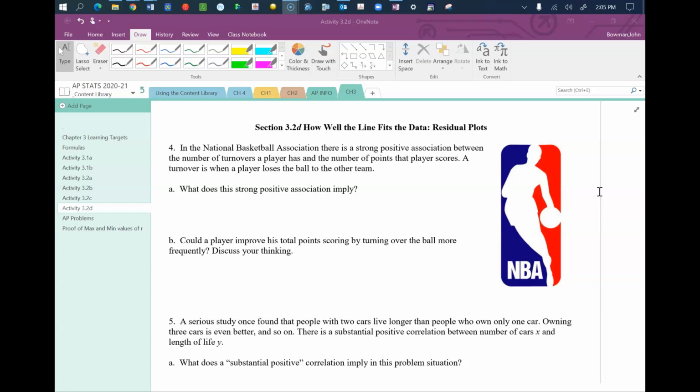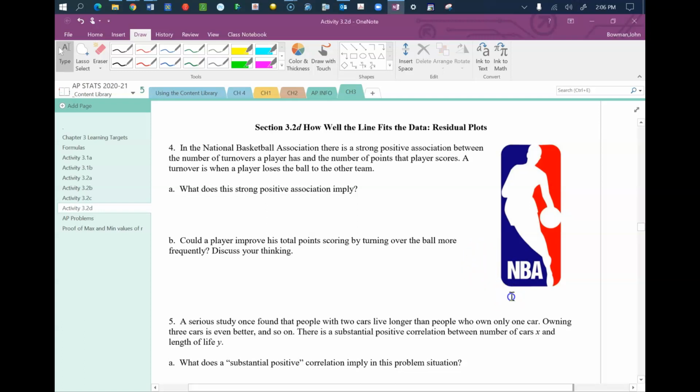Could a player improve his total points scoring by turning over the ball more frequently? That actually doesn't even make sense. It seems like they would probably lose more scoring opportunities by turning over the ball more frequently. There's probably another variable out there, and maybe it's how aggressively they play the game.